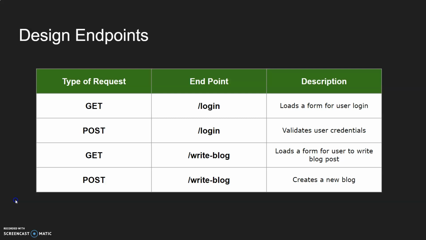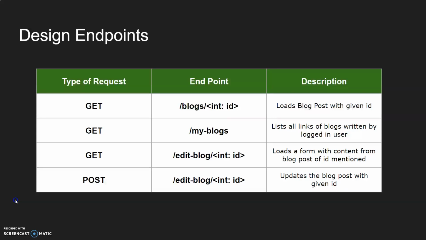And the next one is a GET request of the endpoint write-blog. Here a form will be loaded for the user so that he can write a blog post. And next is a POST request from the same endpoint. Here whatever data he has written into the blog post form is going to be created as a new blog.